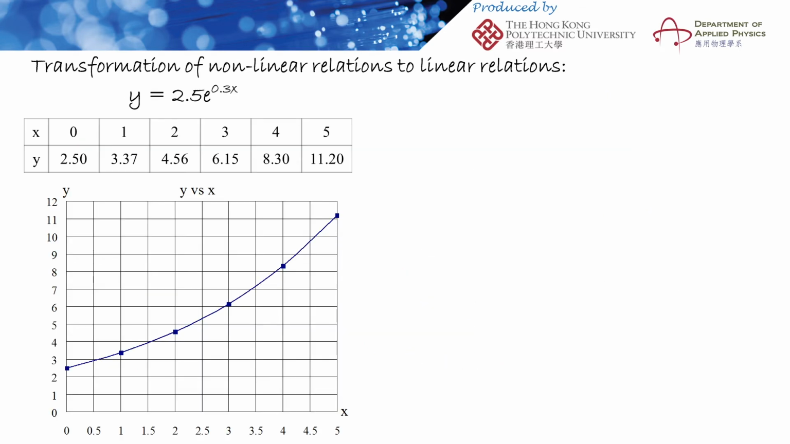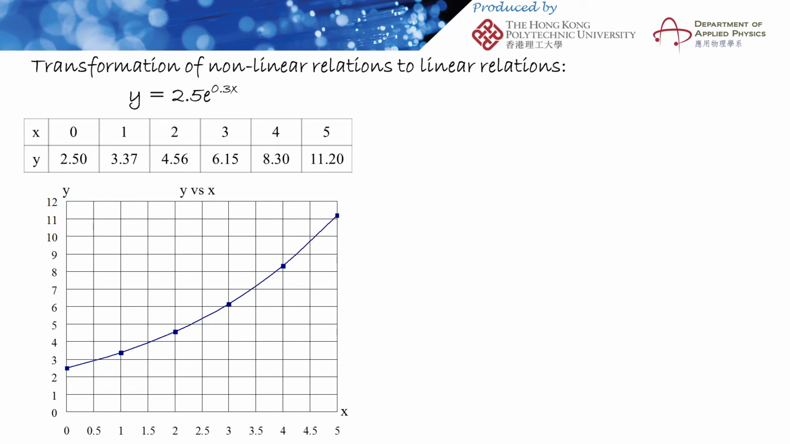Finally, I will demonstrate how to convert a nonlinear function to a linear function. Suppose two variables x and y are correlated by the relation y is equal to 2.5 e to the power 0.3x. We plot y against x in a rectangular coordinate plane. The graph obtained is a curve. It is not easy to make an accurate sketch of the graph and use it to estimate other values.